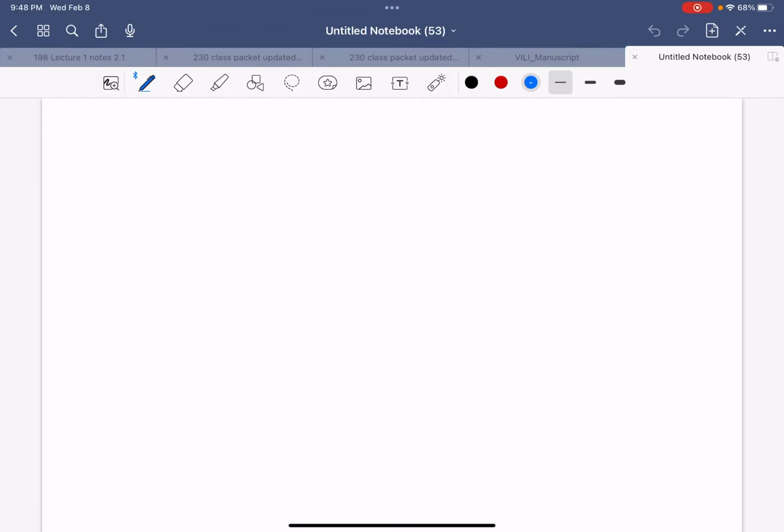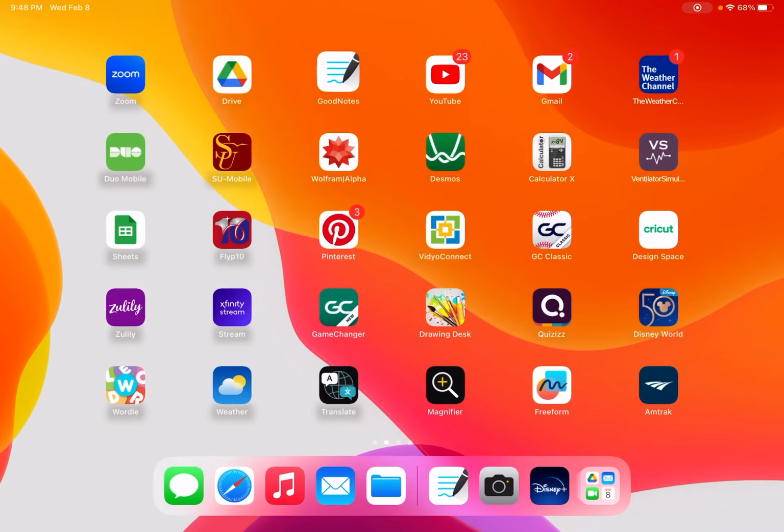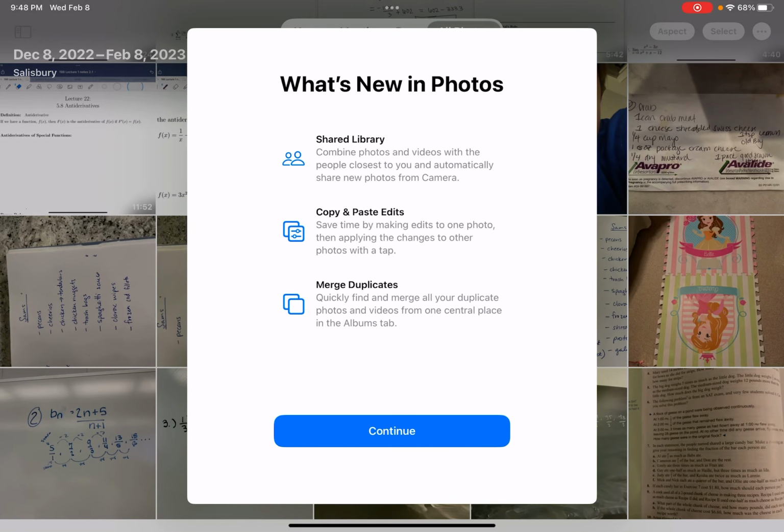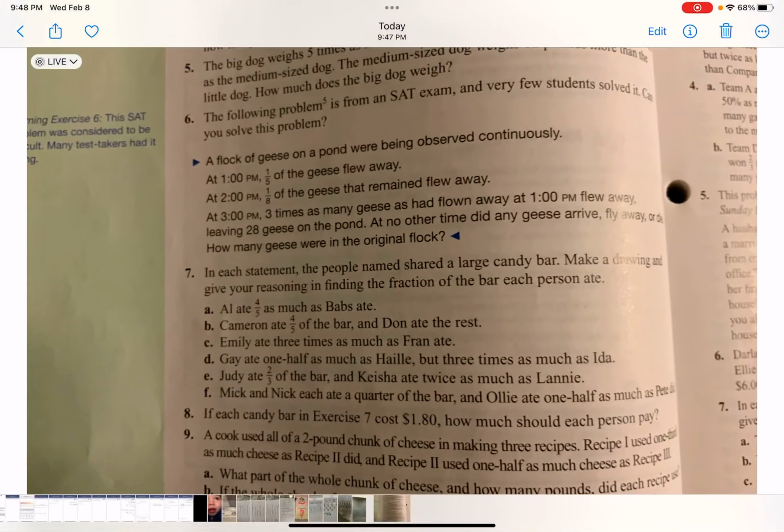Hey there. So I'm just answering the question about 7D from the homework in section 8.2. So let's see. I do have the question here. Where did it go? Oh, sorry. Here it is.